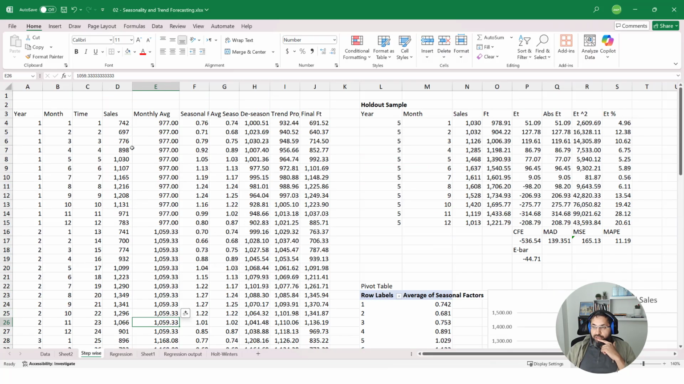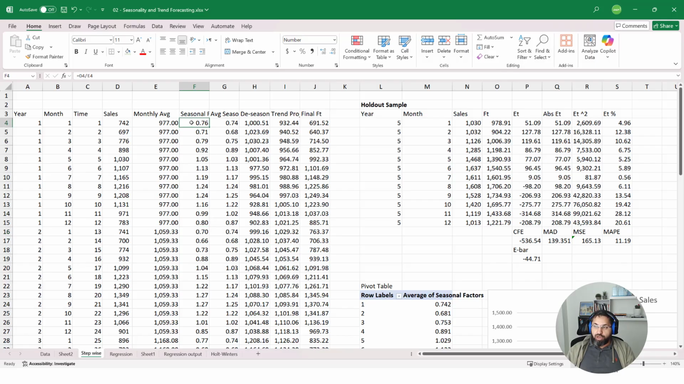Then we take the sales and we divide by the monthly average to get the seasonal factor. This is my estimate of F1, my first seasonal factor in year one. F2, F3, F4, F5, F6, F7, F8, F9, F10, F11, F12. That's for the first year. Then we do the same thing for the second year. We divide the sales by the average monthly sales. And this is a second estimate of F1, the seasonality for the first month, from year two.